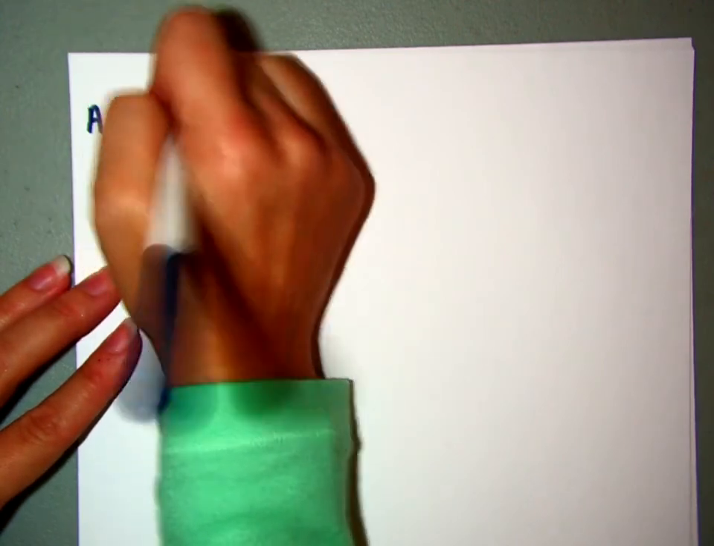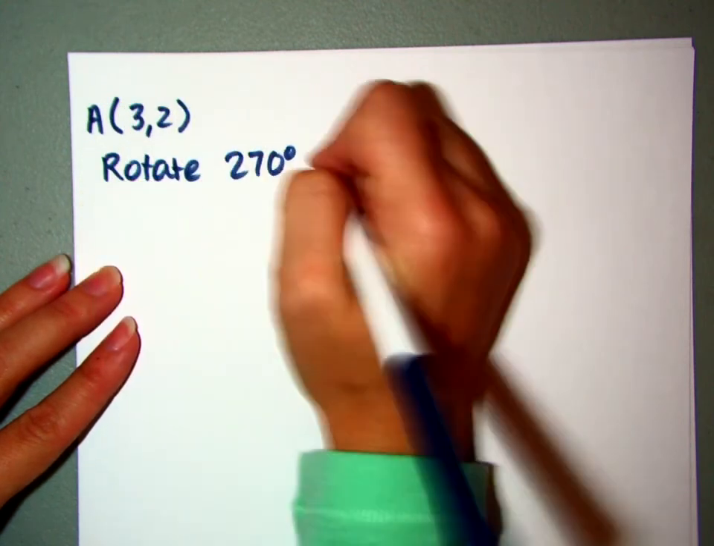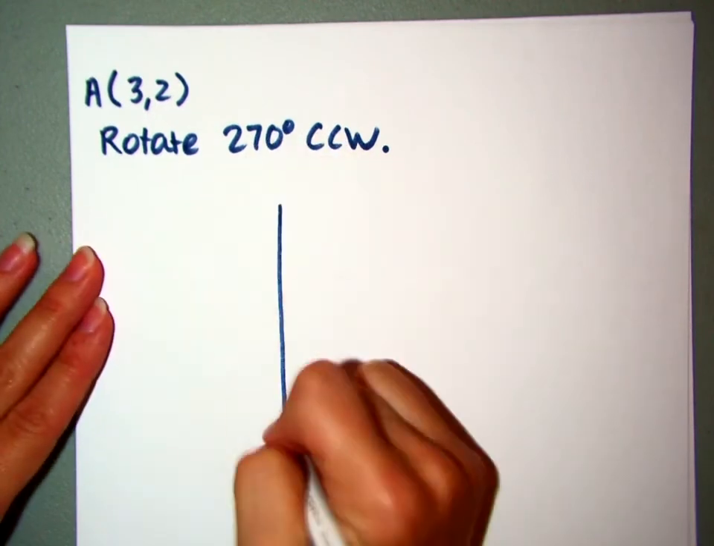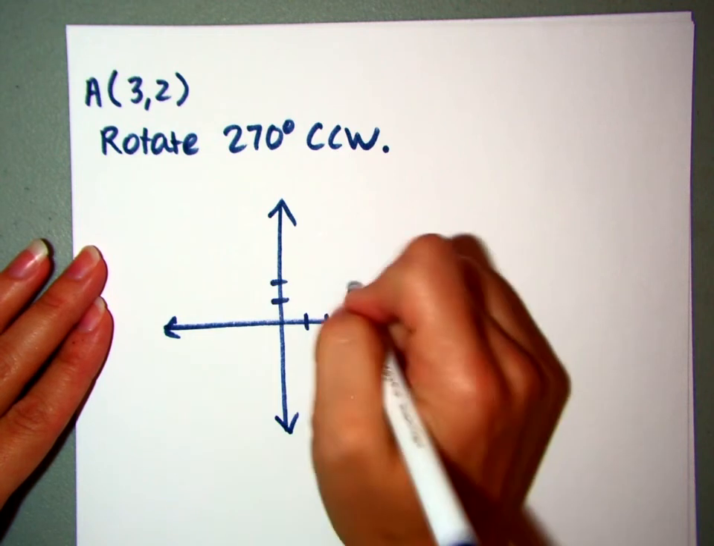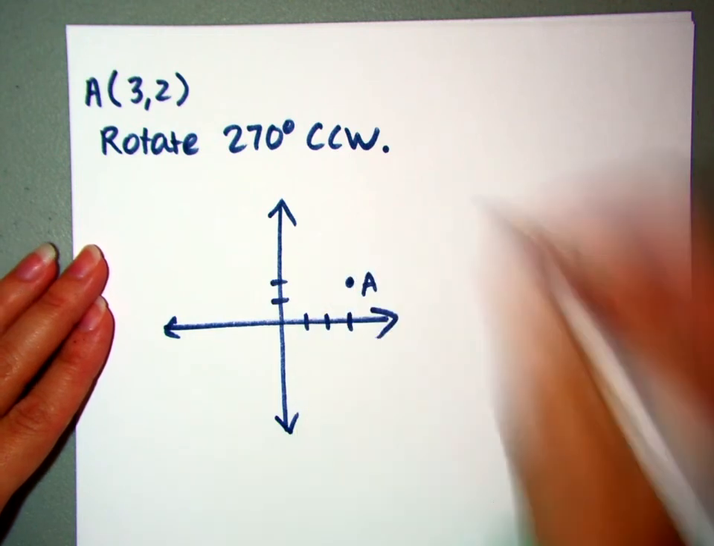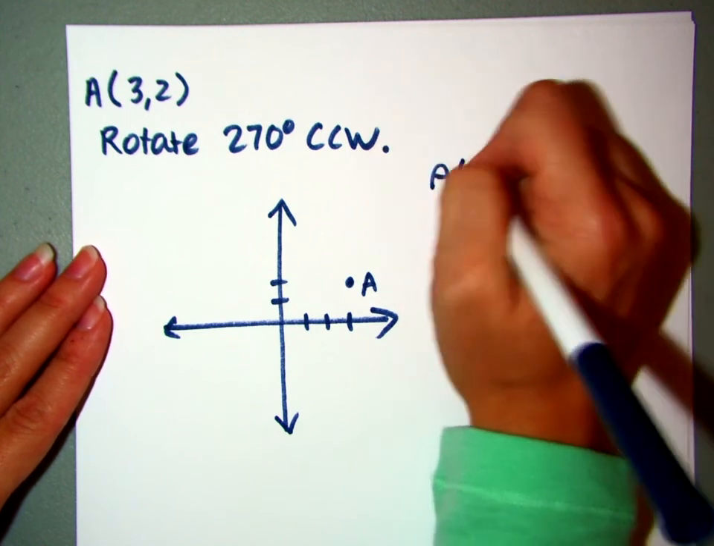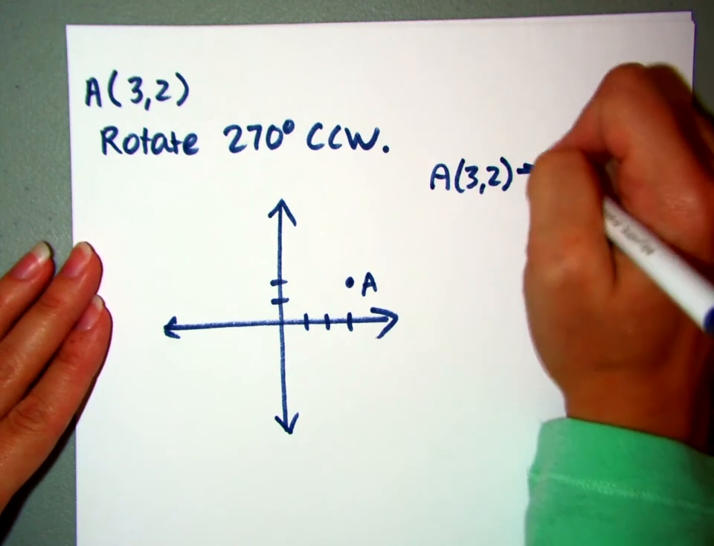Let's go to another example. Let's make A 3, 2 again. This time we're going to rotate 270 degrees counterclockwise. And so we're going to go ahead with A on our graph. Here's 3, 2, that's A. And now for a 270 degree rotation, you can draw it on the graph. I'm going to walk you through this.